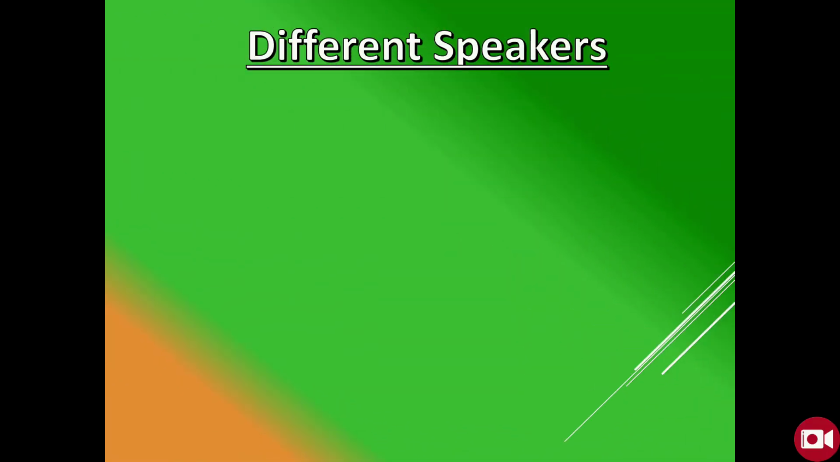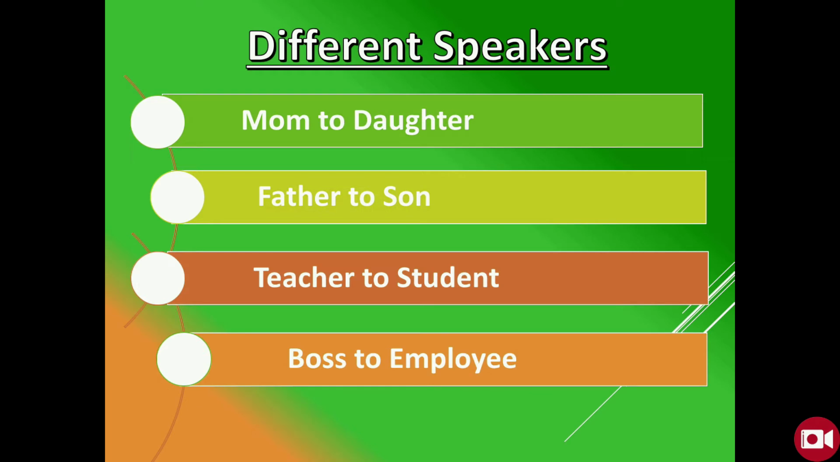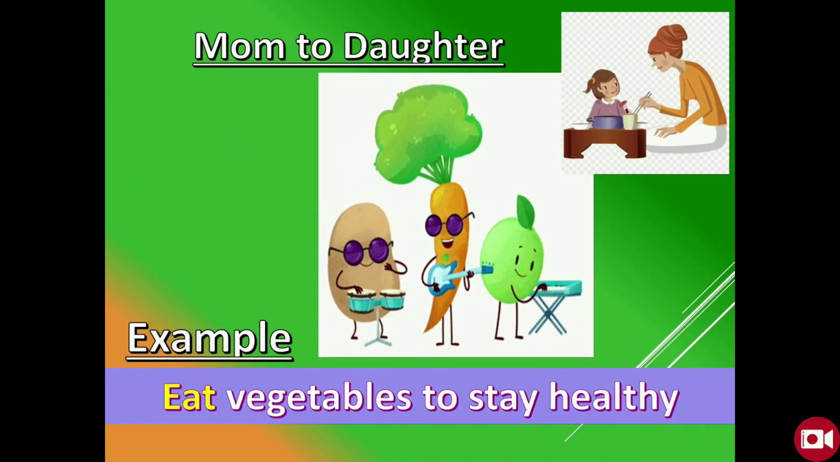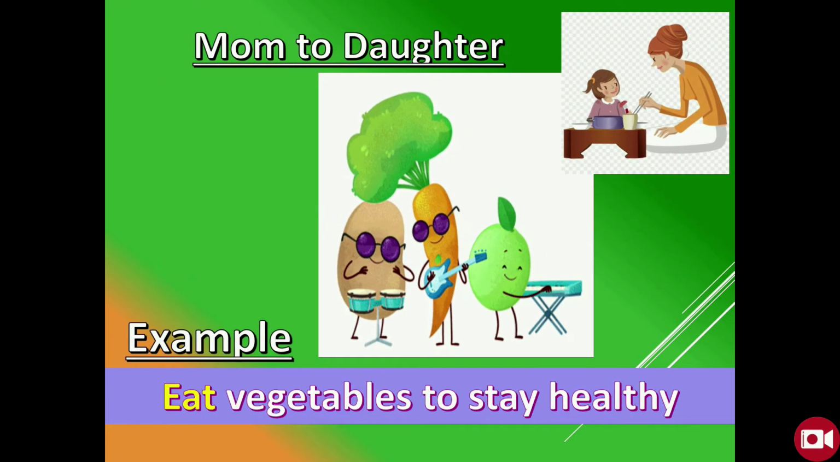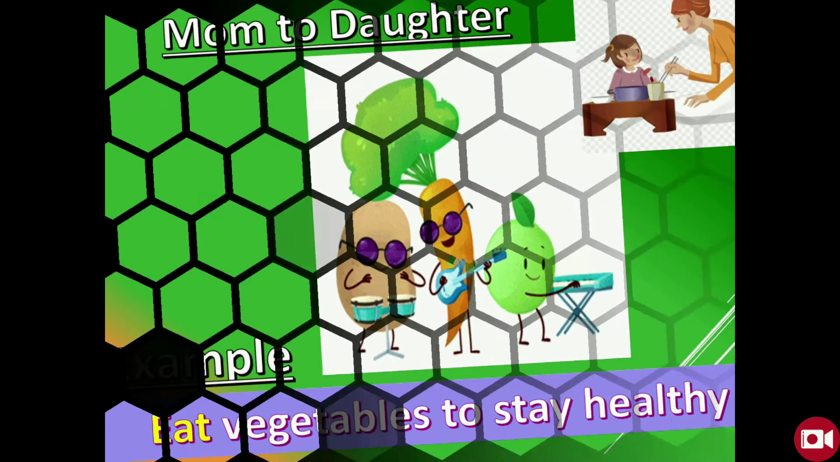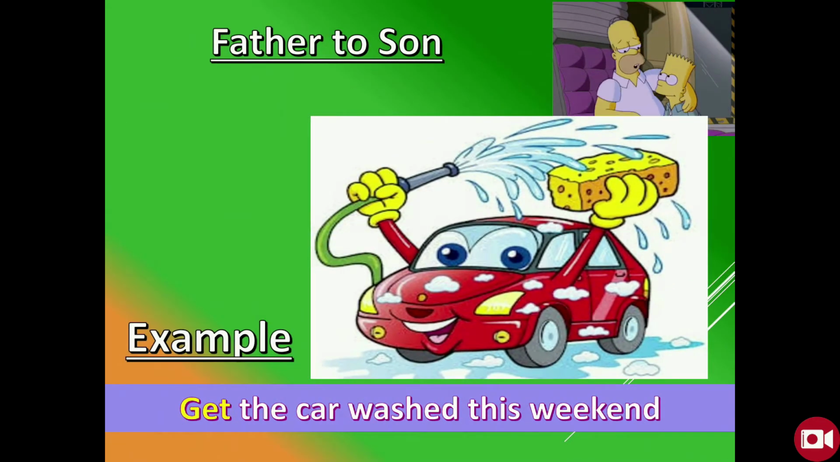Now I will give you some examples of different speakers, how they use imperatives. For example, how a mom will say to her daughter, father to son, teacher to student, and boss to his employee. First, mom to daughter. She will say, eat vegetables to stay healthy. She is advising, commanding in this sentence. Father to son: get the car washed this weekend.